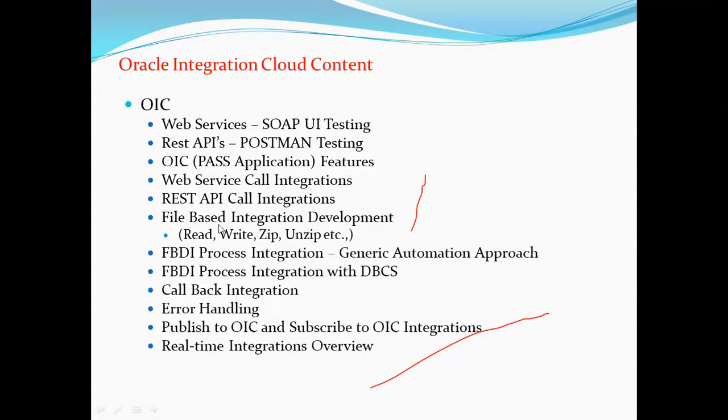and we'll work with file-based integration development, right? How to read a file, how to write a file, how to zip the file, how to unzip the file within the integration by using FTP adapters. And FBDA process integration, we'll see the generic automation approach. Whichever FBDA process we have for the inbound pattern, the same FBDA process we can automate by using OIC. First, we'll see the generic automation approach.